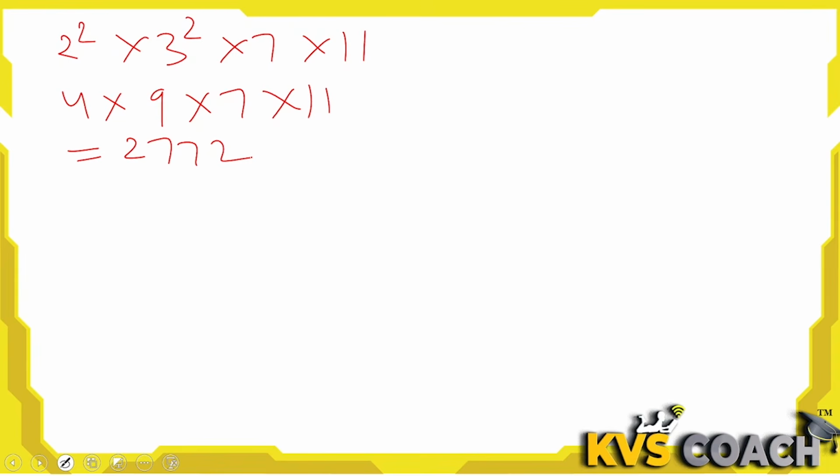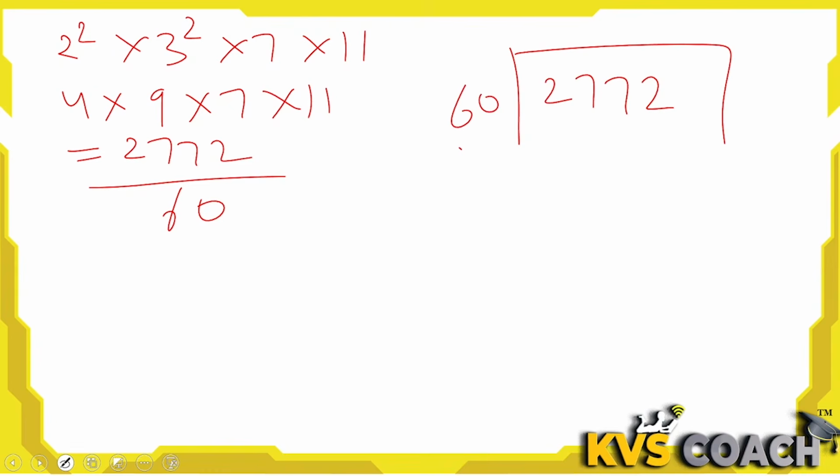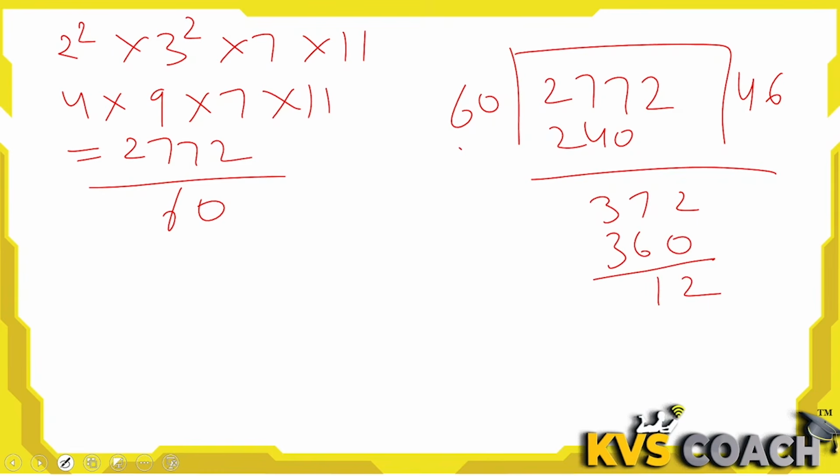Now we have to convert seconds into minutes. In 1 minute we have 60 seconds, so we have to divide this by 60. Let's divide 2772 by 60. Here 60 times 4 is 240. So this is 372, 60 times 6 is 360. 12 is the remainder. Then it is 46 minutes and 12 seconds. This is the answer.